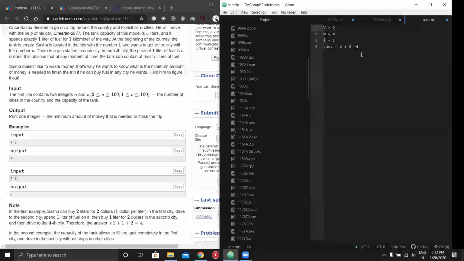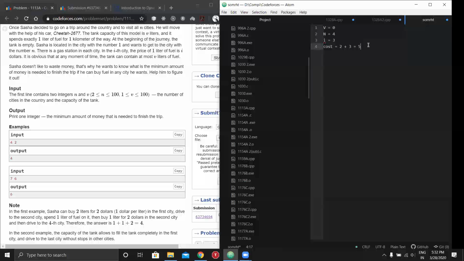So first city, he buys 2 liters. The cost is equal to 2. He travels to the second city and spends 1 liter of fuel over there. He travels to the third city and spends his last liter of fuel over there. Now, if he needs to buy a new liter, it will cost plus 3 rupees. He needs to get to the fourth city, right? So he needs to buy only 1 more extra liter. Now for that, it will become equal to how much? 5. So what was our previous cost? Our previous cost was 4, and this cost is 5.